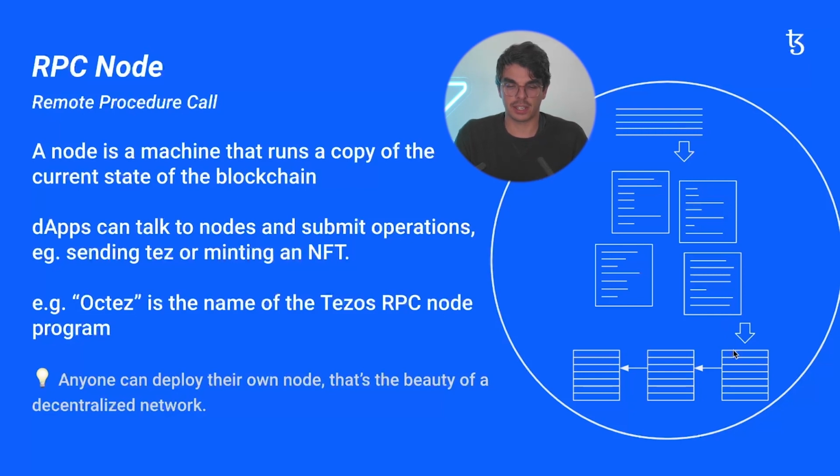The final thing to say on this topic is that within the context of Tezos, you're going to hear the term Octez a few times, and Octez is just the name of the Tezos RPC node software. So if you're running Octez on your computer or on a server in the cloud, you are turning your computer or your server into a Tezos blockchain node, or a Tezos RPC node.